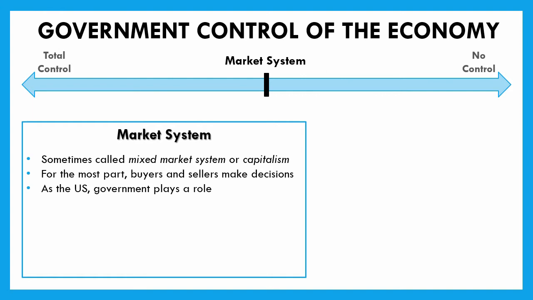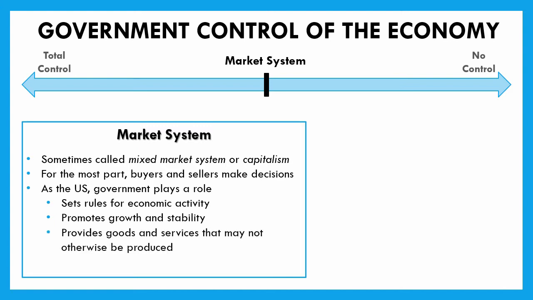But for the U.S., the government does play a pretty big role. They set rules for economic activity. We can see that through antitrust laws, preventing monopolies, or even through the FDA as they set regulations for food. The government also exists to promote growth and stability. We saw a lot of this after the Great Recession just 10 years ago and how the government got involved in order to make sure that the economy was recovering properly.